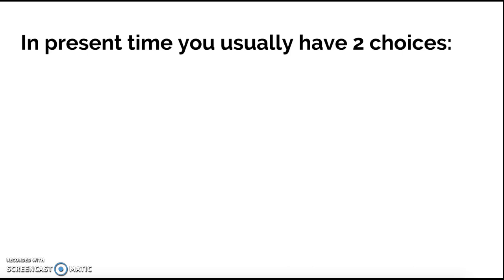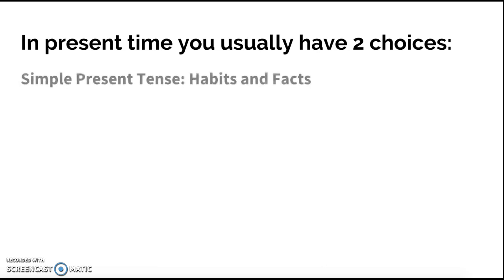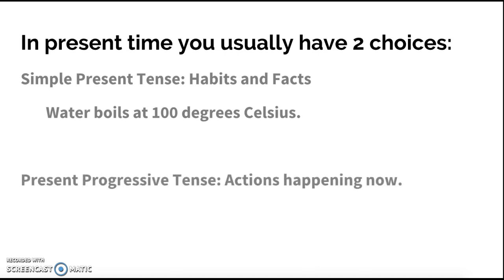So in present time, like I said, you usually have two choices. The simple present tense, when you're talking about habits and facts. For example, water boils at 100 degrees Celsius. You also have the present progressive tense for actions that are happening right now. For example, the water is boiling on the stove.